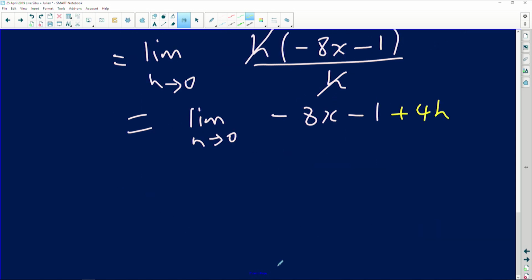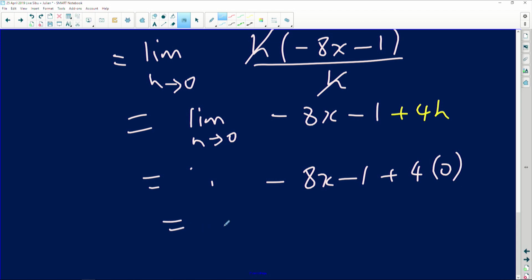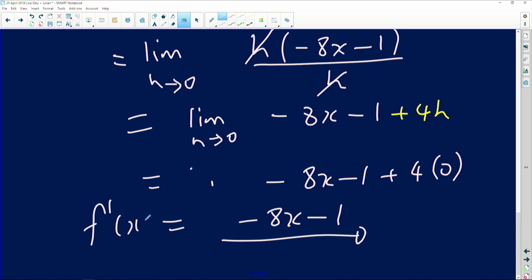And when you put h as 0, you'll end up with the limit as h approaches 0 of negative 8x minus 1 plus 4h. We're now going to substitute our h as 0, so this part will be zero when I substitute h as 0. So we'll have negative 8x minus 1 plus 4 times 0, which will eventually leave us with minus 8x minus 1 as the final answer for the first principles question.